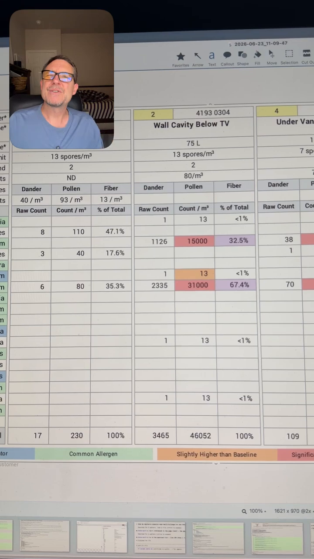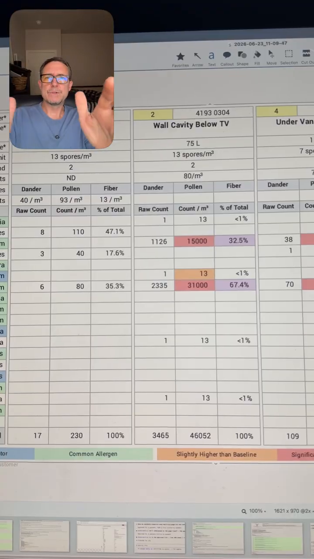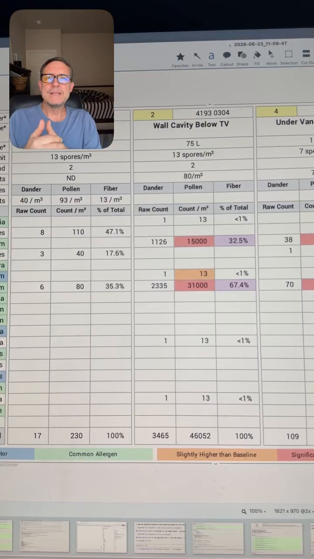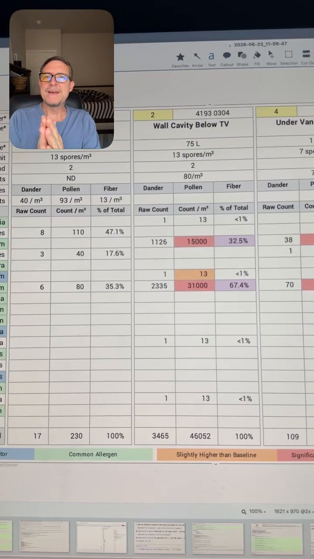Last thing, I'm gonna actually make another video about this and talk about humidity and what that means to mold and how that plays into it. So, this is a mold report along with the remediation video. I hope that answers a lot of questions. And if you have any questions, call me.